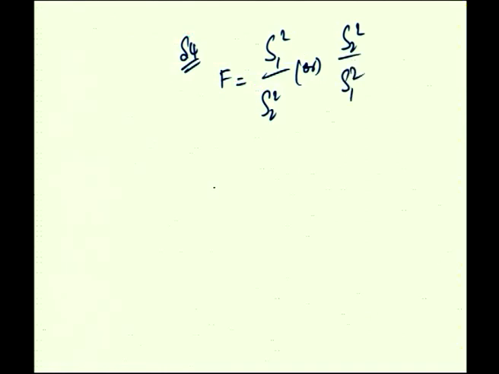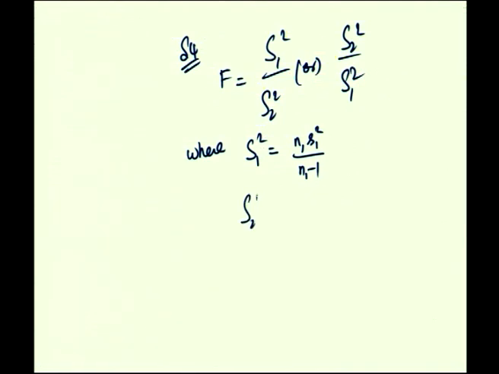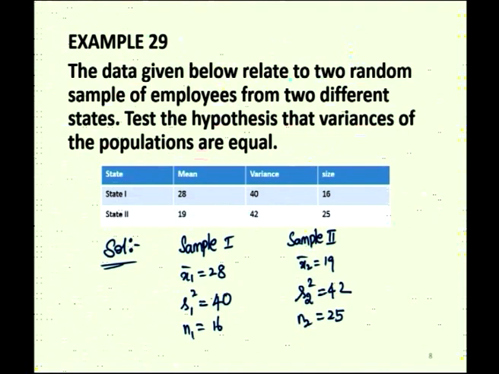S1 square by S2 square or S2 square by S1 square, where capital S1 square is the estimate of population variance, that is n1 small s1 square by n1 minus 1, and S2 square is n2 s2 square by n2 minus 1. What are the n1 and s1 square values which we have written at the start of this problem? n1 is 16 and s1 square is 40.